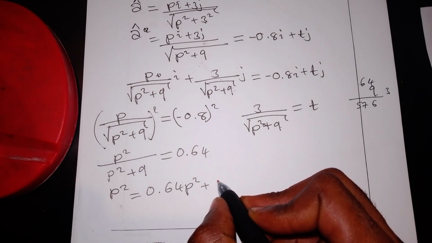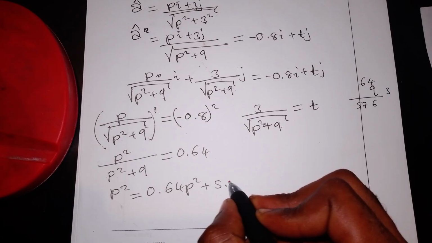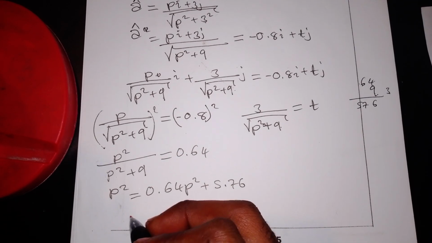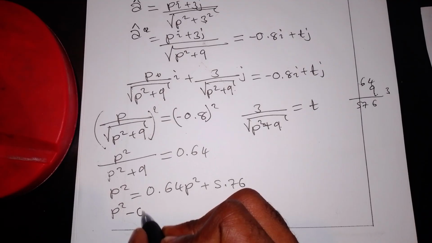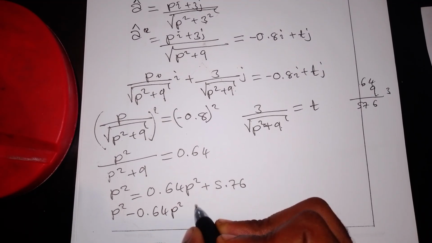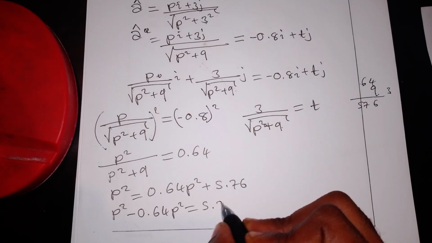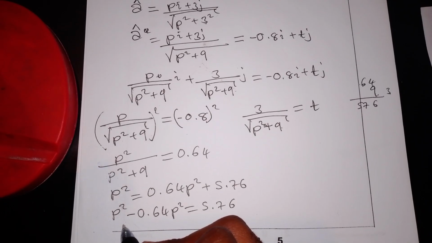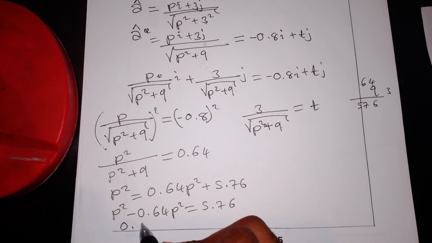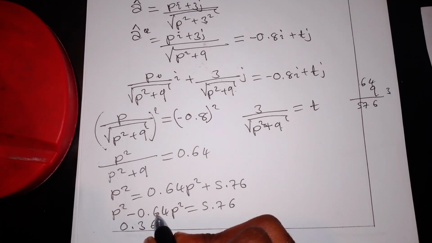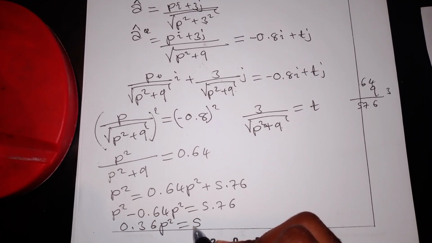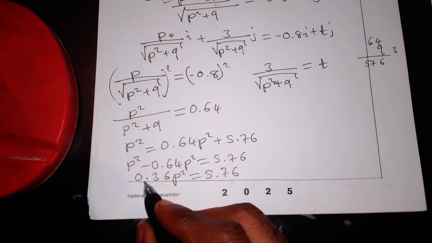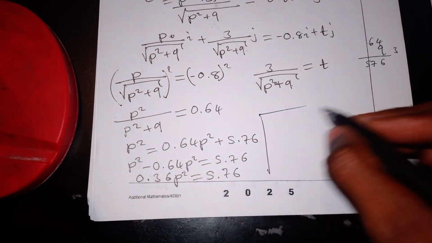So this is like 5.76. And then we can just take this one to the other side, so that we have p squared minus 0.64 p squared is equal to 5.76. And then when you subtract these two, that should be 0.36 p squared is equal to 5.76. And then you can divide both sides by this.